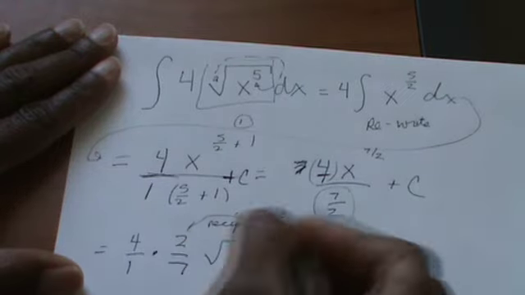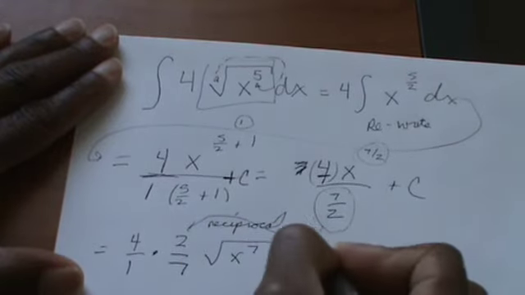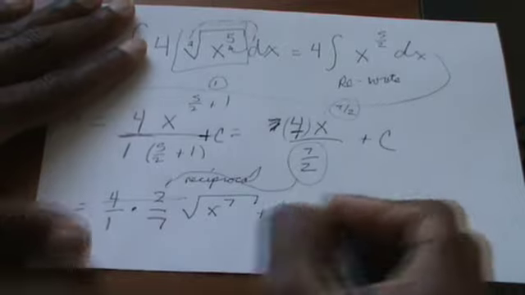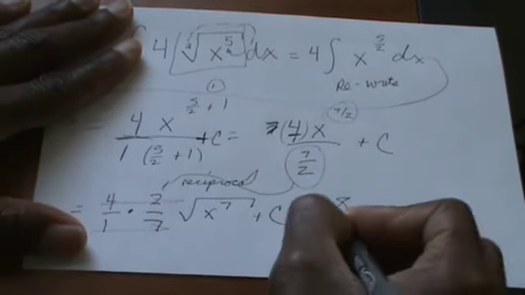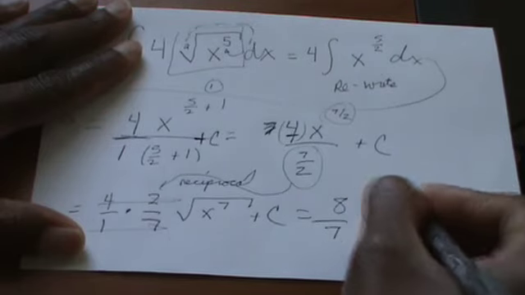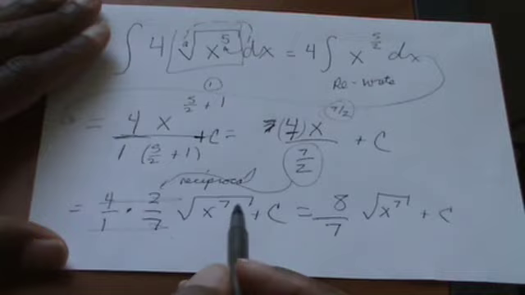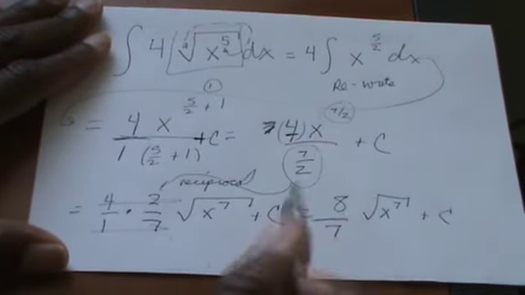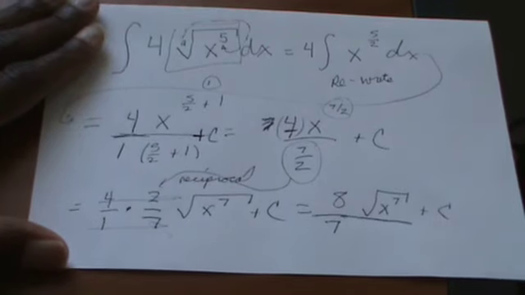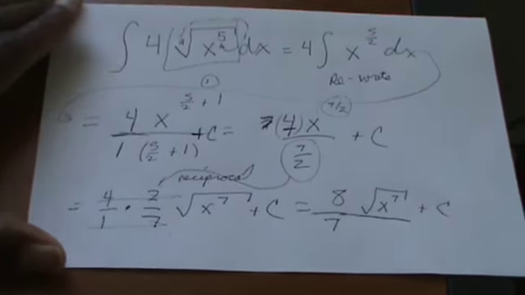Times the square root, let's change this, of x to the 7th plus c. Almost there. So multiplying straight across, I get 8 over 7 in the denominator, and in the numerator, I get the square root of x to the 7th plus c. So this is one way you can write it. Again, since the x is to a positive power, you can more distinctively write that in the numerator if you so desire, because that is definitely where it resides.